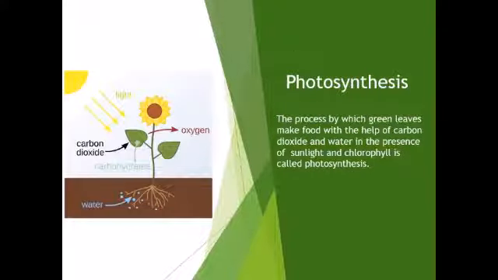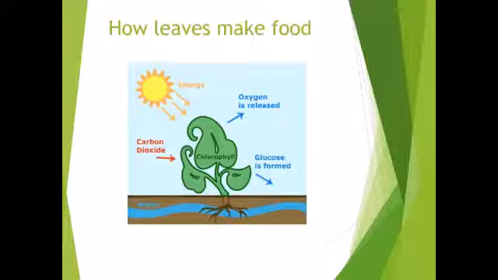Now next we will discuss photosynthesis. What is photosynthesis? It is a process by which green leaves make food with the help of carbon dioxide and water in the presence of sunlight and chlorophyll. Now let us try to understand how leaves make food. As we have already discussed, photosynthesis is the process by which leaves make food. So what happens in this process? We will discuss this in detail.